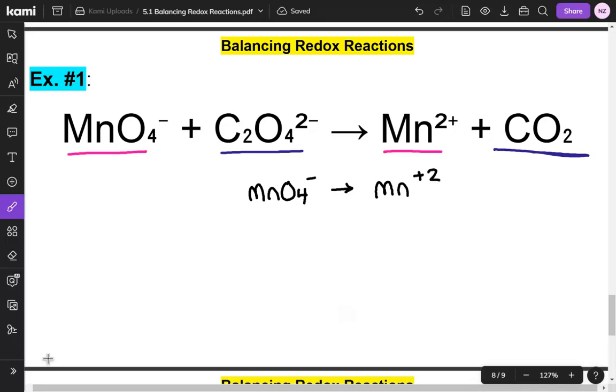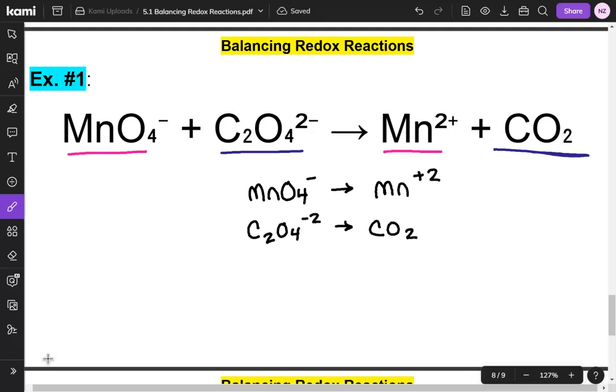The second half reaction will be C2O4 and CO2. That's our first step. Step number 2, balance things other than carbon and oxygen.